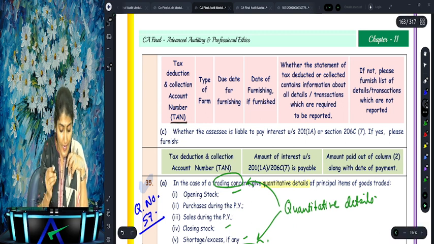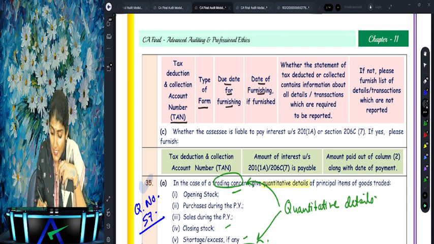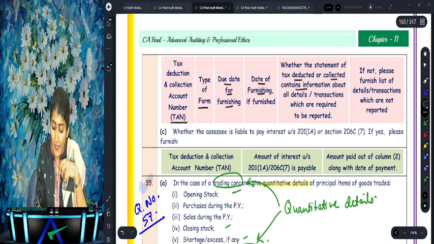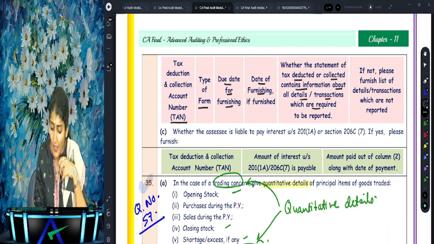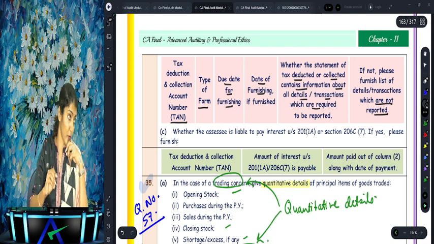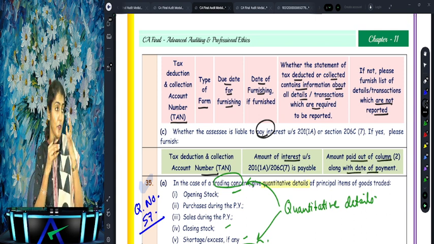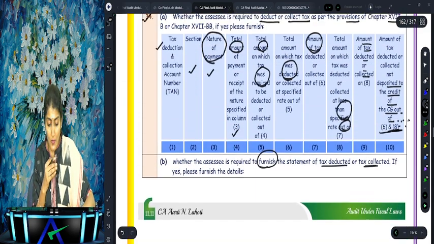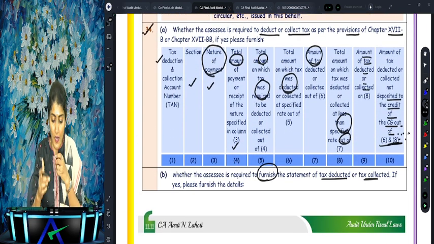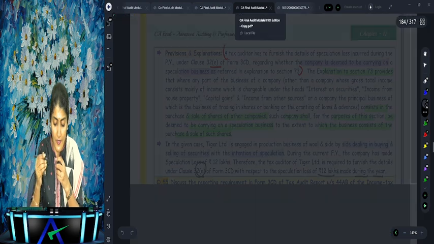The TAN, the tax deduction and collection account number, the type of form, the due date for furnishing, date of furnishing, then whether the statement of the tax deducted, collected contains all information about all the details, transactions which are required to be reported and those transactions which have not been reported, and whether the assessee is liable to pay any interest, then again the TAN, the amount of interest and the amount paid out of the column 2 along with the date of the payment, right? So these are all the details which are required to be given regarding the TDS and the TCS.